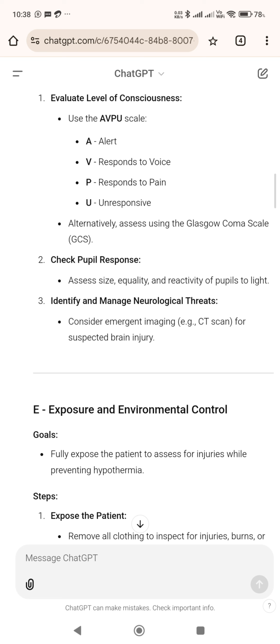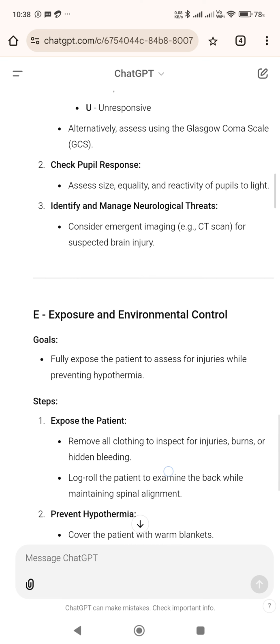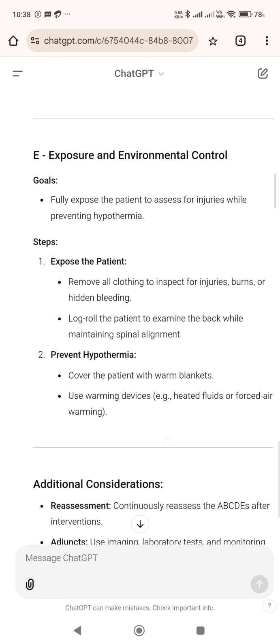E. Exposure and environmental control. Goals: fully expose the patient to assess for injuries while preventing hypothermia. Steps: 1. Expose the patient. Remove all clothing to inspect for injuries, burns, or hidden bleeding. Log roll the patient to examine the back while maintaining spinal alignment.